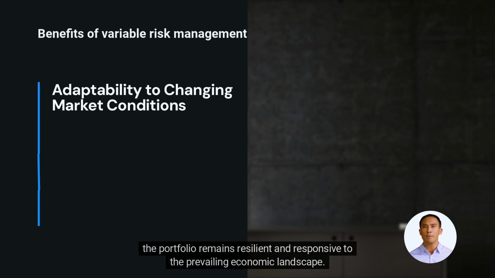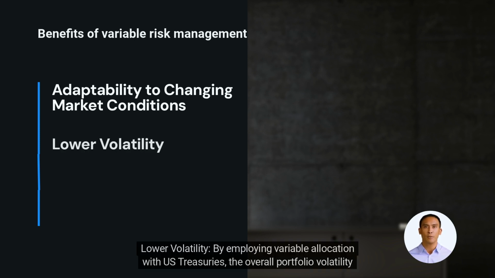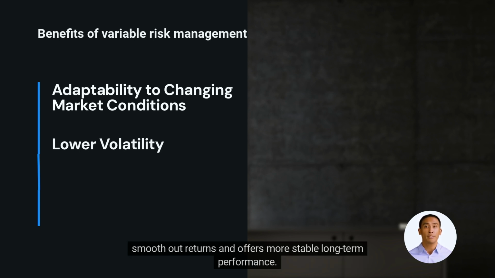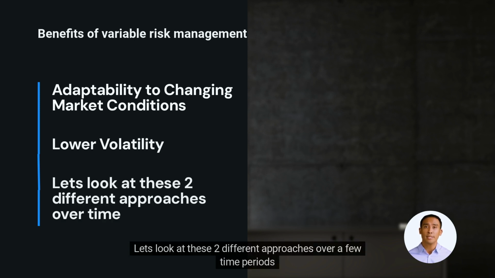Lower volatility. By employing variable allocation with US Treasuries, the overall portfolio volatility can be reduced. This can be particularly beneficial for risk-averse investors or those approaching retirement, as it helps smooth out returns and offers more stable long-term performance. Let's look at these two different approaches over a few time periods.